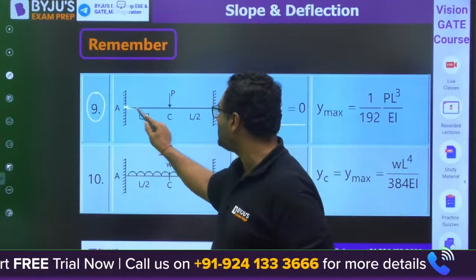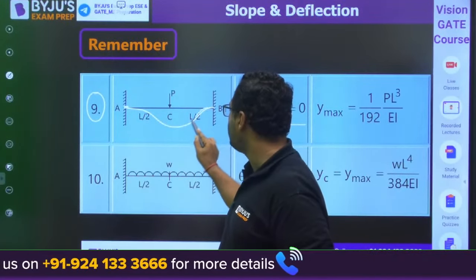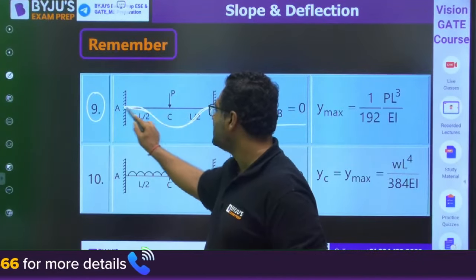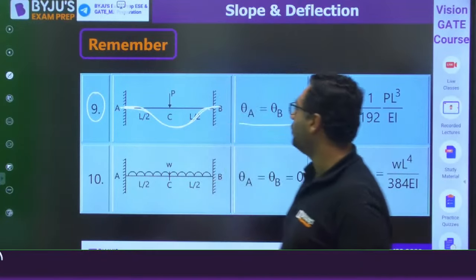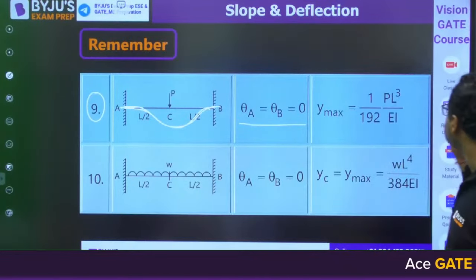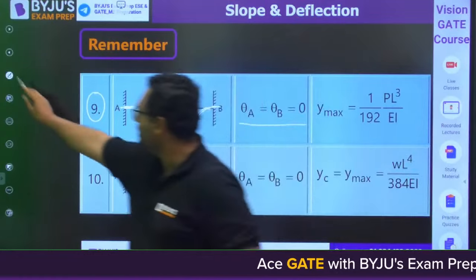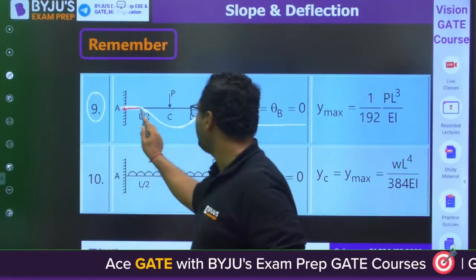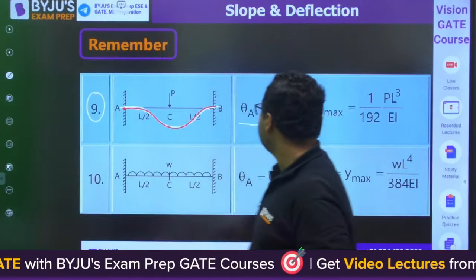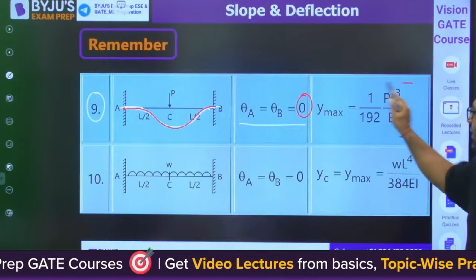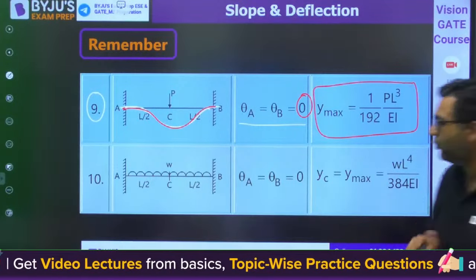Why? Because here the deflection will be like this. The slope deflection diagram will be like this. So this will be 0, this will be 0. I feel everybody is okay with this. I am changing the color, don't worry. Now I feel everybody will be able to see. Theta A and theta B is 0. Y max is 1 by 192 PL cube upon 3 EI.